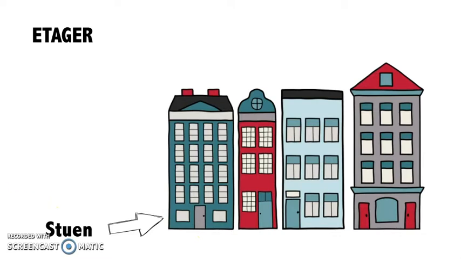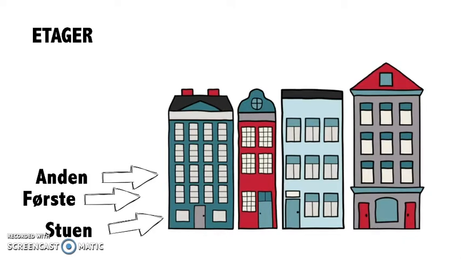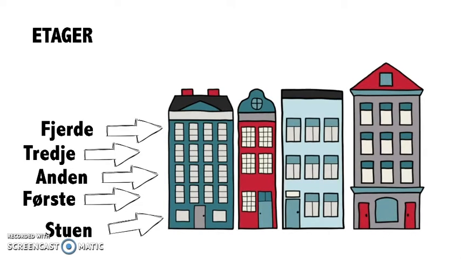The next floor is called første, anden, tredje, fjerde, femte. So these indicate the ground floor, first floor, second floor, third floor, fourth floor, and the fifth floor. So the first floor is actually the floor above street level.